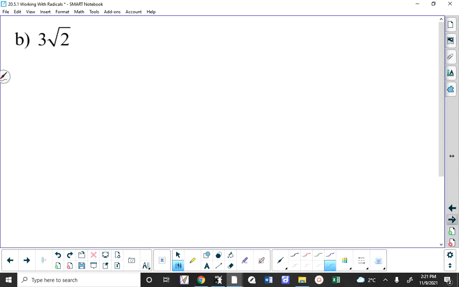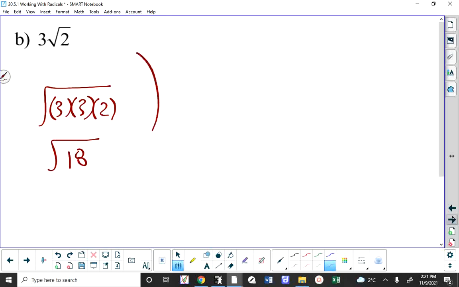3 root 2. Well, this is really... I want to just write 9. And here's why I wrote 9, and I didn't mean to. I meant to write 3 times 3. I wrote 9 because I know, excuse me, the square root of 9 is 3. So I have a 3 outside. That means I must be taking the square root of 9. But I will follow the rule and write 3 times 3 times 2, and this is root 18. You know, to be honest, very rarely do we want to go in this direction. We almost always want to go in the other direction.